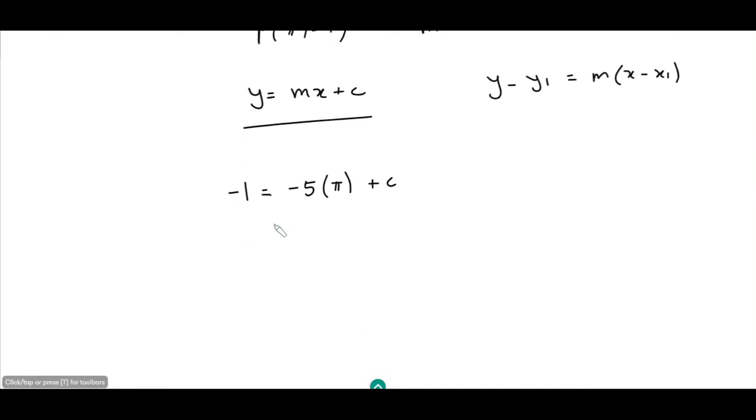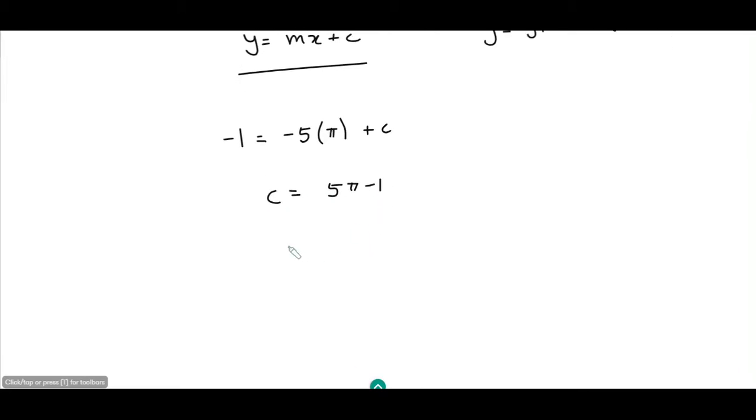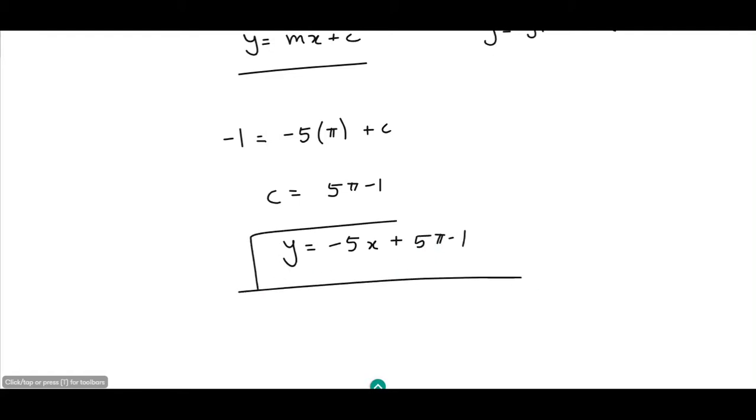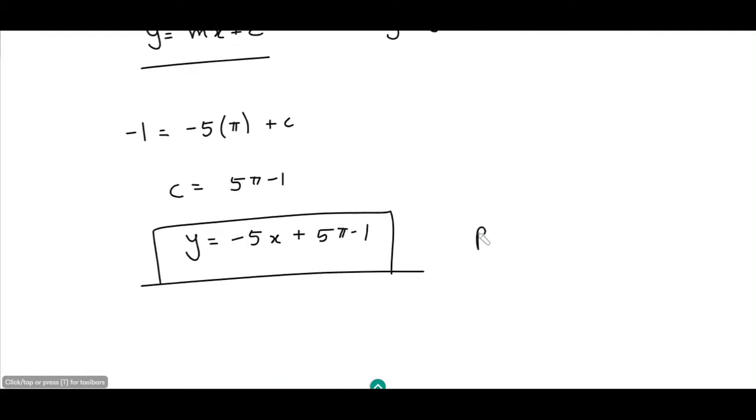Okay, so rearranging for c, you get c is 5 pi minus 1, and so the equation of the tangent is y equals mx plus c, and we've already found c, and we know that the gradient is minus 5, so we have this equation for the tangent to the curve at the point P, pi, minus 1.